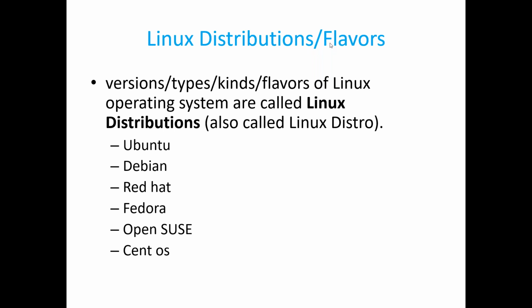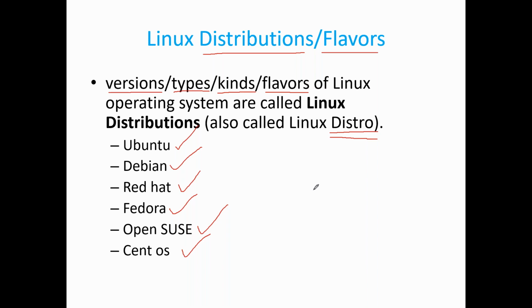Similarly, in Linux also we have different flavors or different distributions. Different people use different terminology. Some call it distribution, some call it flavors, some call it versions, some call it types, some call it kinds, and some people even use a shortcut called distro. Distro stands for distribution. Let me talk about the popular flavors or distributions in Linux. The popular ones are Ubuntu, Debian, Red Hat, Fedora, OpenSUSE, and CentOS.